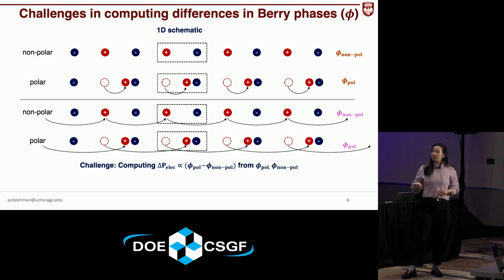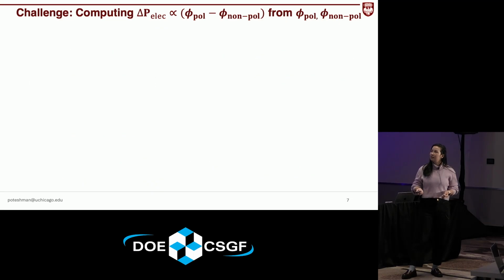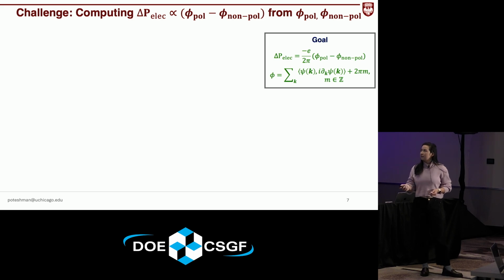And my point is that when we take this difference, we have to be really careful about which gauge our wave functions are written in. As long as our relative offset is accounted for, when we take this difference amongst wave functions or Berry phases from wave functions in the same gauge, we get the correct answer. But we want to avoid taking differences between Berry phases written in different gauges, because then we'll get the wrong answer. And so going back to polarization, our goal is, again, to compute this difference in Berry phase.